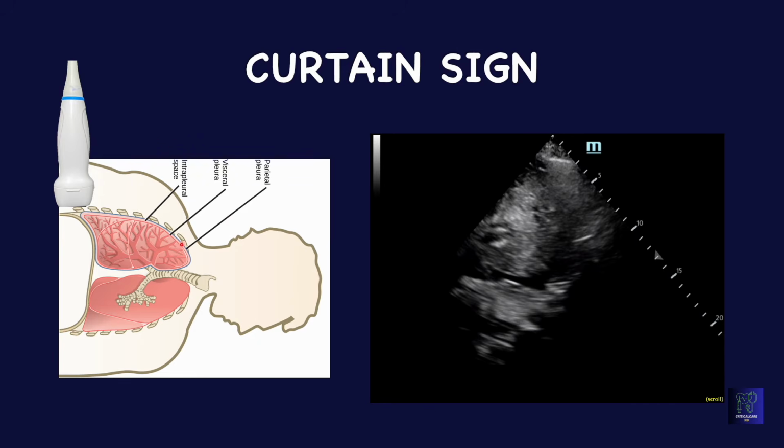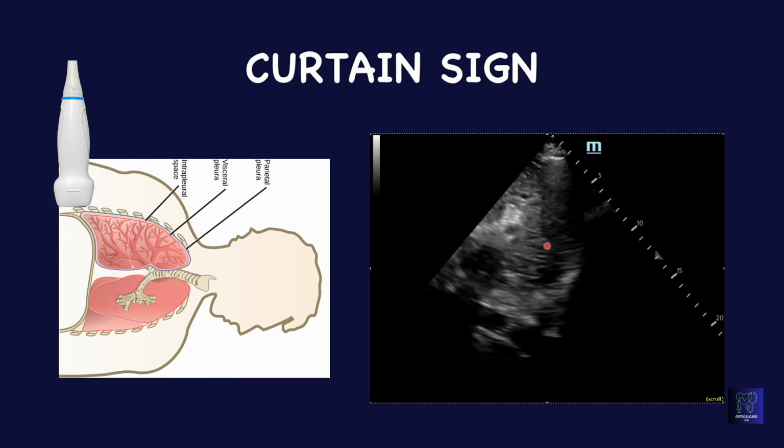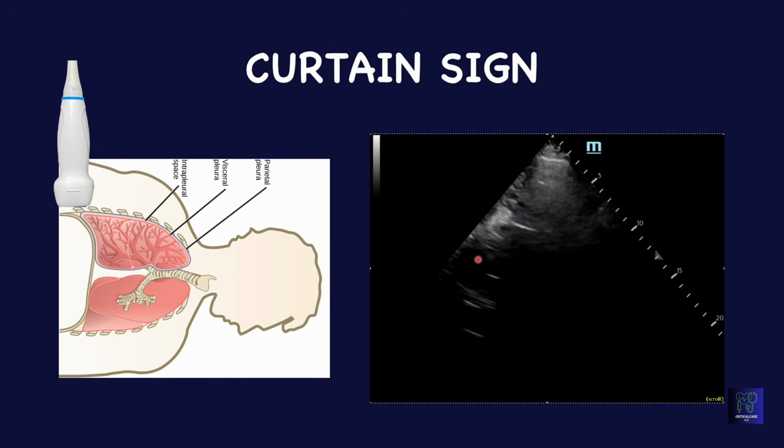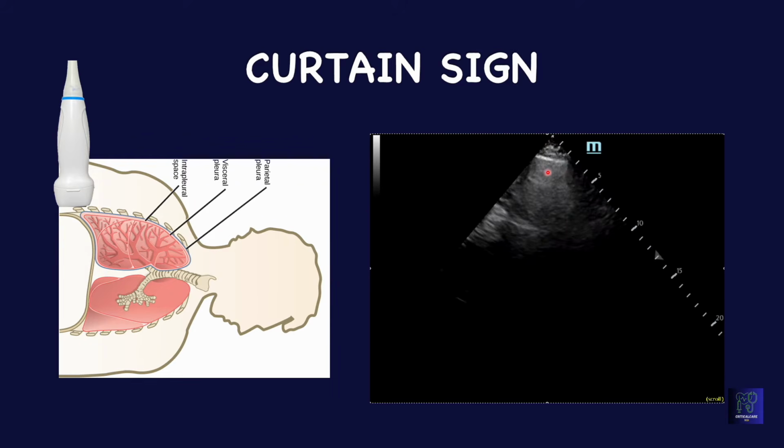As you examine the lungs from top to bottom, at some point you're going to reach the level of diaphragm. Diaphragm is a dynamic structure, meaning it moves down with each inspiration. So during ultrasound exam, you can see the diaphragm moving caudally with each inspiration and revealing the lung above it. This is called curtain sign and is a normal finding.